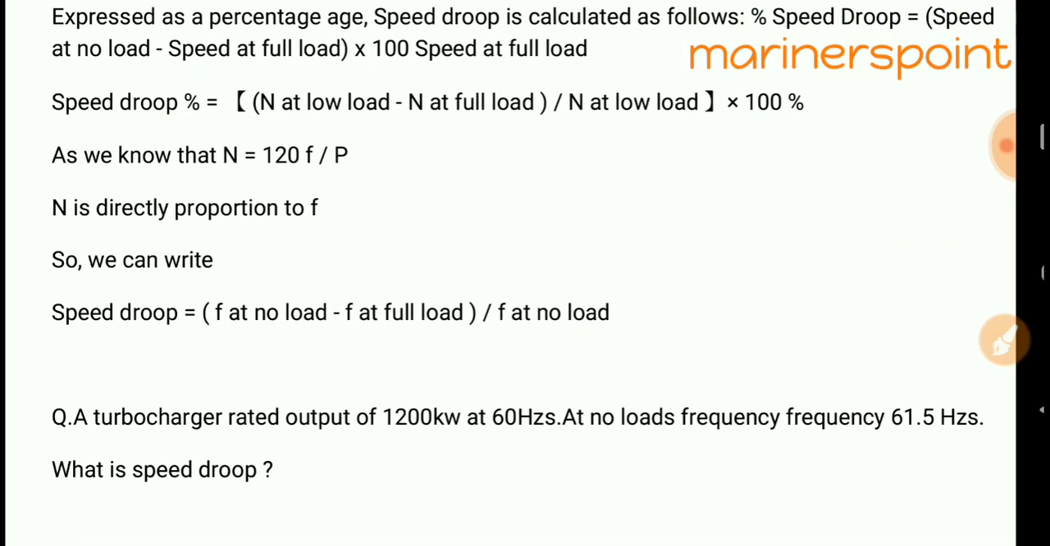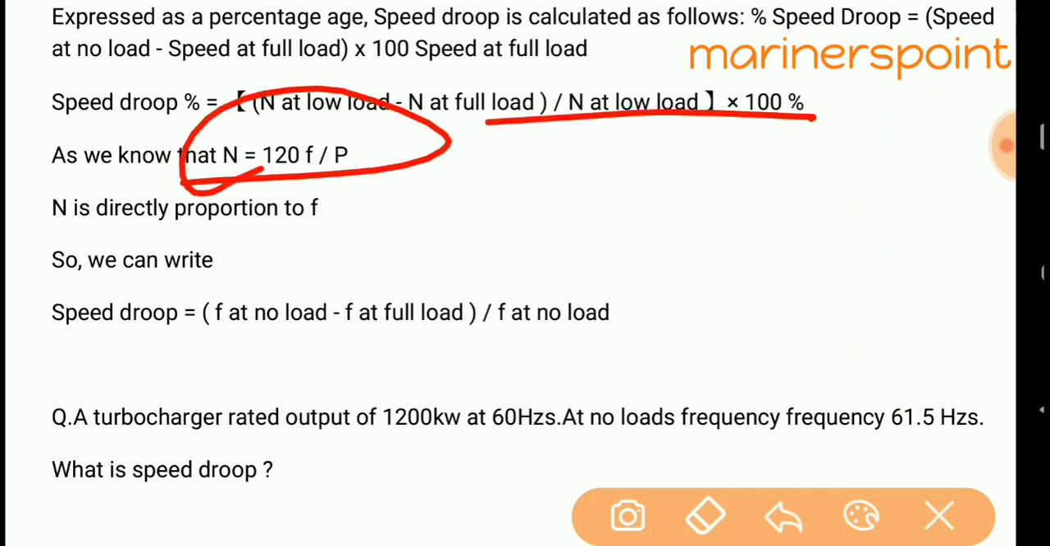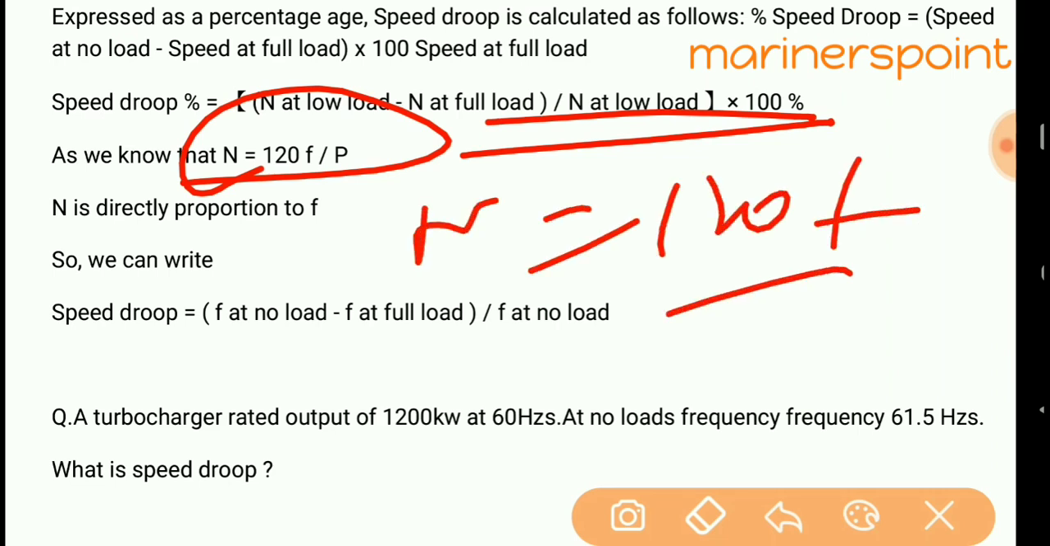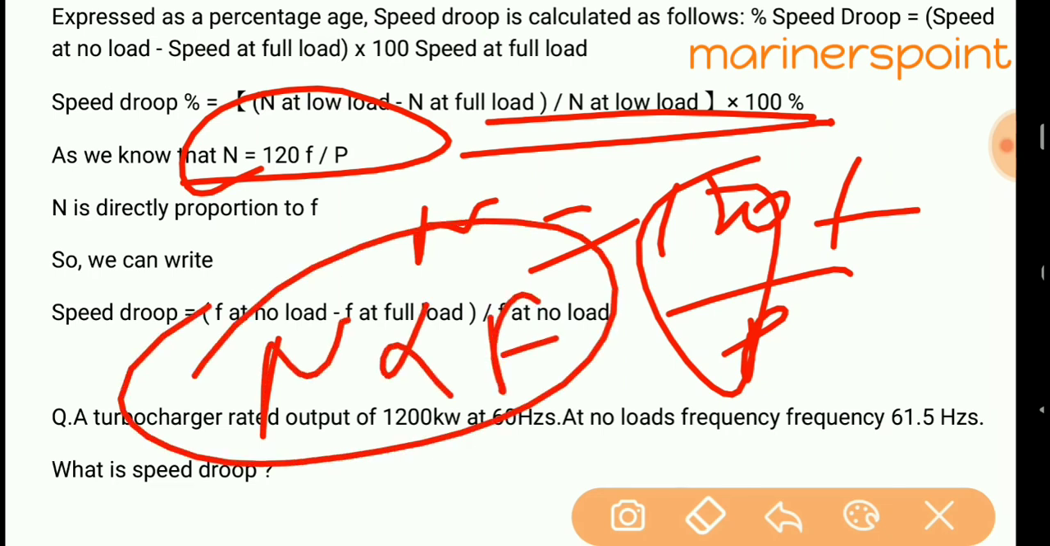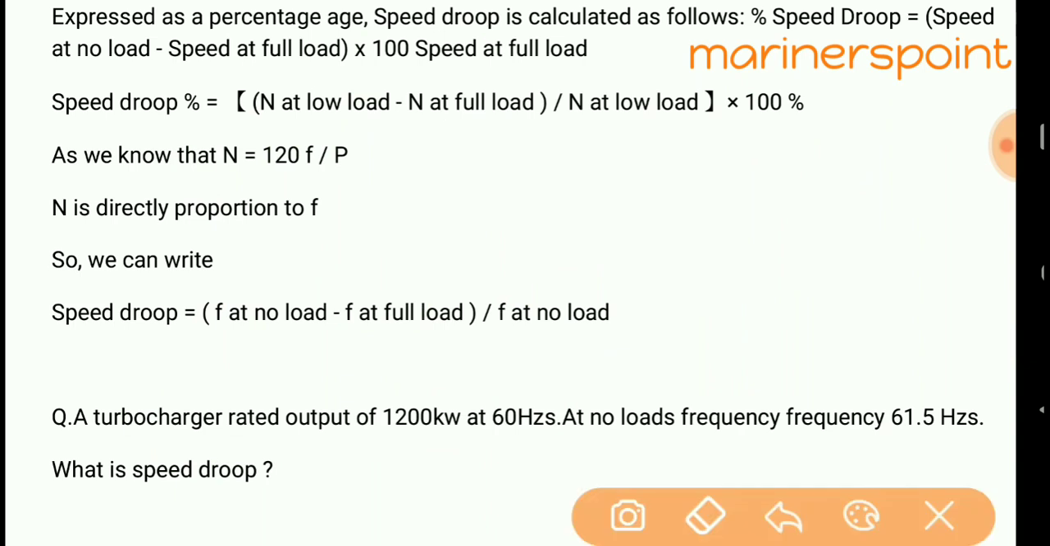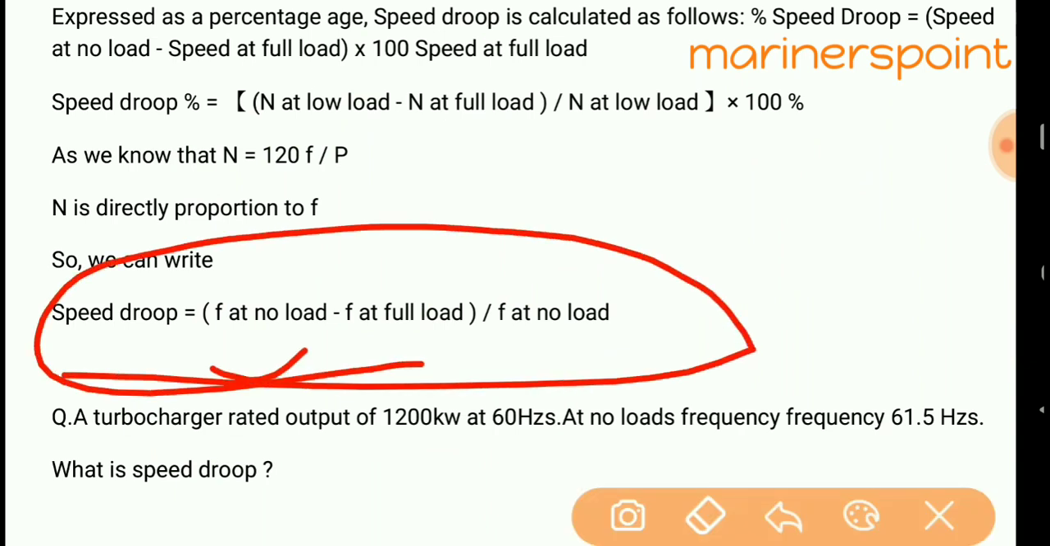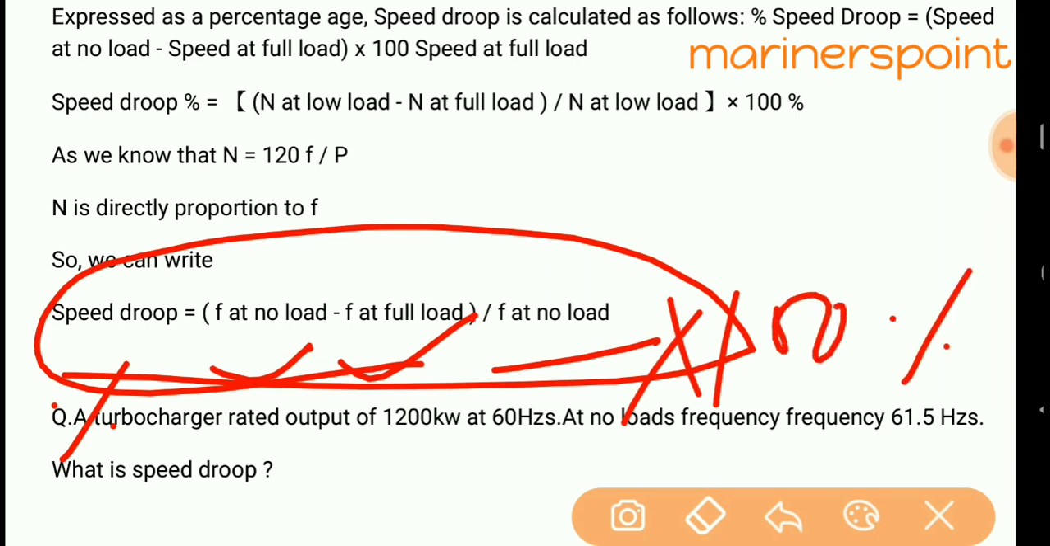Now these two formulas are important, always remember. Speed droop in terms of RPM, and now speed droop in terms of frequency. As we know this is our formula, if all else is constant, then N is directly proportional to frequency. So we can remove N and put frequency. Then this is the speed droop: frequency at no load minus frequency at full load, divided by frequency at no load. If percentage is asked, then multiply by 100.